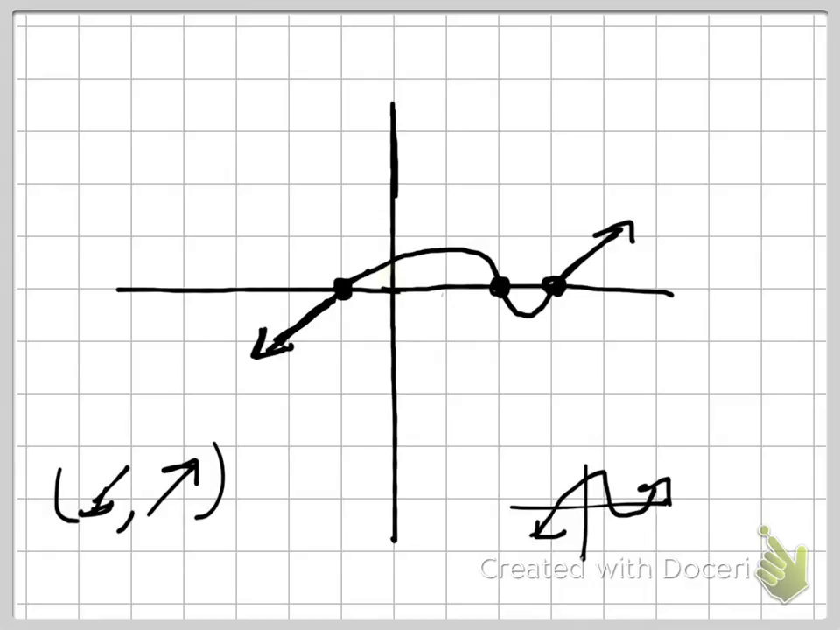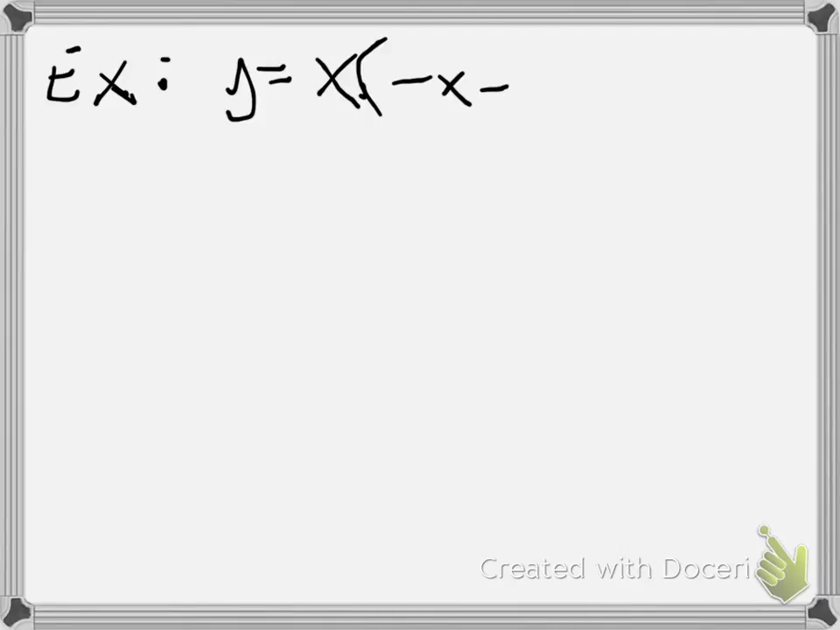Let's look at another one where we're looking at some zeros. Let me actually do an example of one. Here's an example where we can sketch. Why did I just write a y instead of an x? So I have y equals x times negative x minus 2, and then times x minus 2.